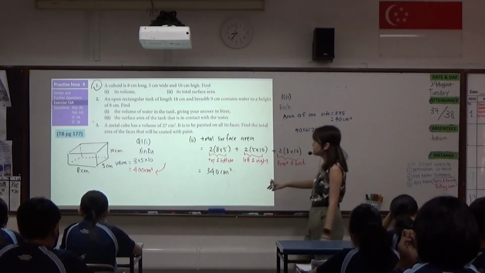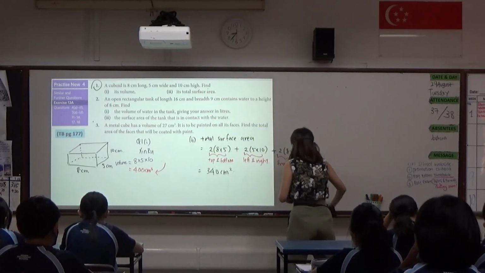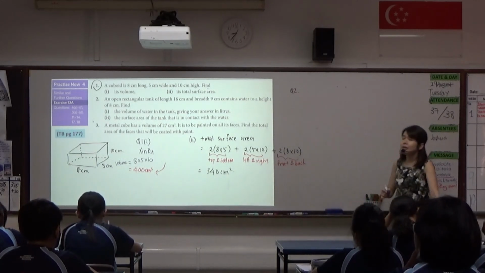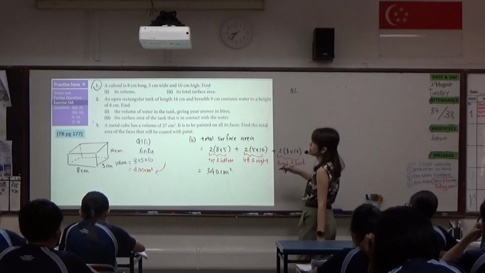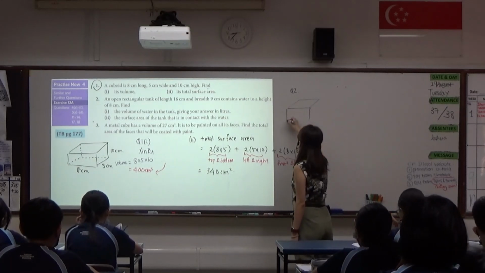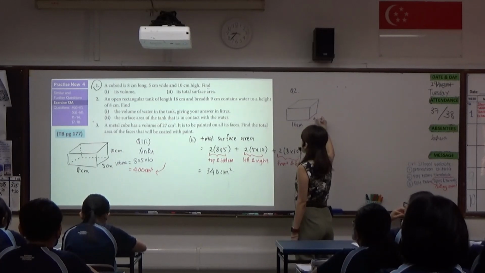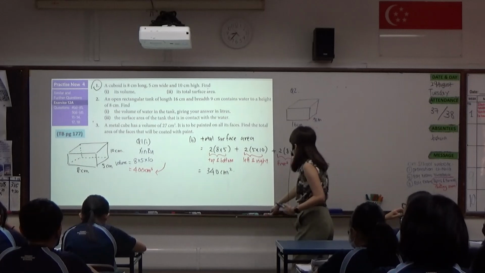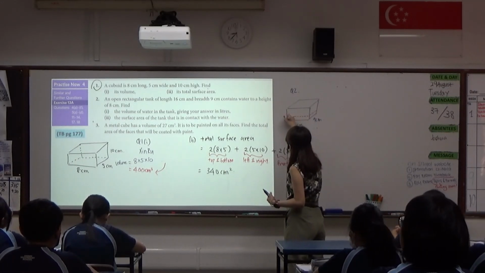Alright, so let's move on. Let's look at question 2. In question 2, we again have an open rectangular tank of length 16 and breadth 9. Let's draw another tank. Length 16, breadth 9. It contains water to a height of 8 cm, so maybe up to here, 8 cm.